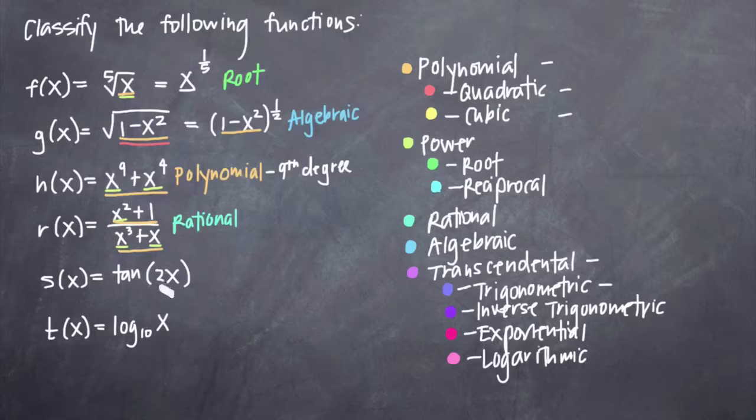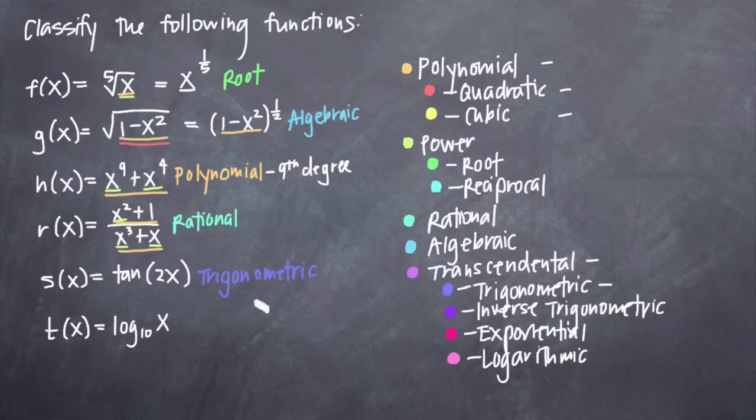Whenever we see tangent, sine, cosine, any of our trigonometric identities, we know right away that we're dealing with a trigonometric function. Trigonometric functions are part of the family of transcendental functions, but obviously we want to be as specific as we can here and call this a trigonometric function.